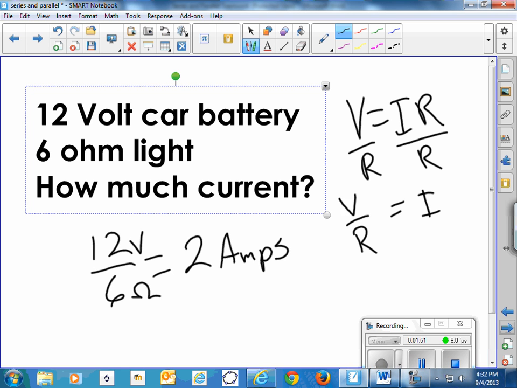The sign for ohms is like that. 12 volts divided by 6 ohms, 2 amps flow. So the light acts as a resistor. It tries to slow down the flow of electricity. If you just put a straight wire across a battery, electricity flows very fast. But a light slows it down.